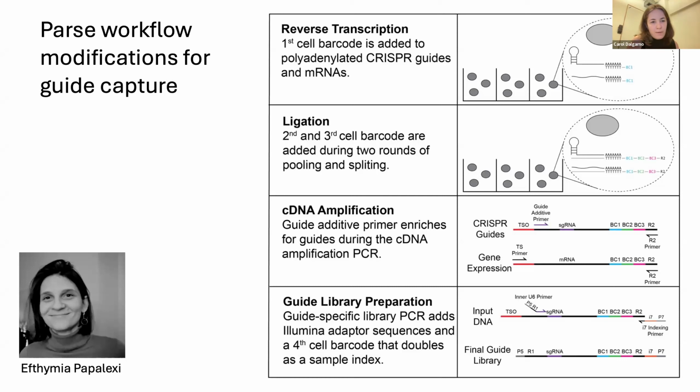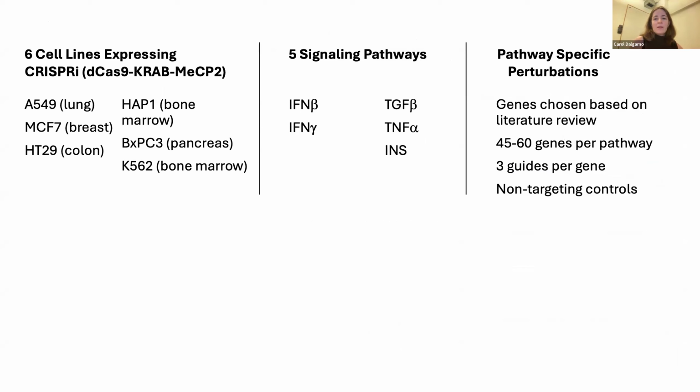Then the next guide-specific modification comes in during cDNA amplification, where we add a guide additive primer that binds to the U6 promoter upstream of the guide, and this way we can enrich for the guides during the cDNA amplification PCR. And then finally, we do a guide-specific library preparation, where we do a PCR to add the Illumina adapter sequences, as well as a 4th cell barcode that doubles as a final sample index. So I just wanted to emphasize here that really the only additions onto the kits that you would buy out of the box are adding these primers for the last 2 steps, which makes it easy to add on to things that are commercially available.